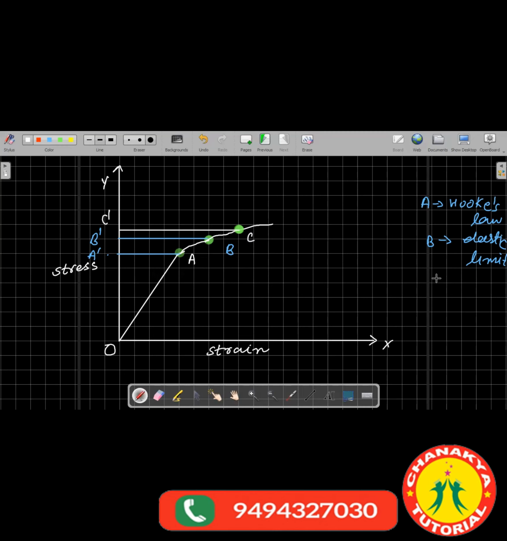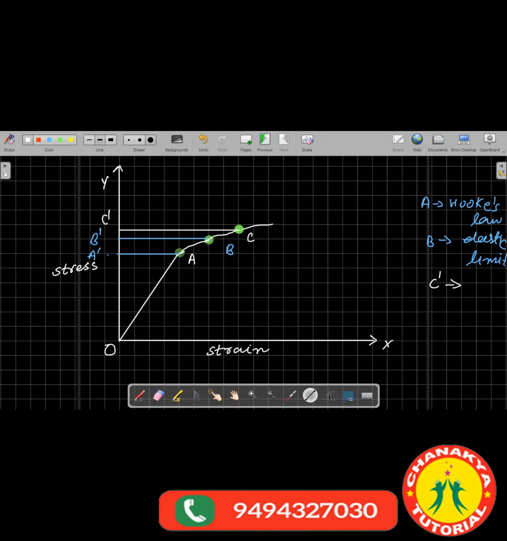So if you have the stress equal to C dash, at this point the substance will not regain its original shape. Even if you remove all the deforming stress, the substance will not regain its original shape and it will develop a permanent state. If you are increasing your stress, it will follow this graph up to the point B. And if you remove the stress, it will follow the graph backward the same way, again coming to O. But beyond this point B, if you have applied any stress, and even if you remove that stress, it will not follow the same graph.